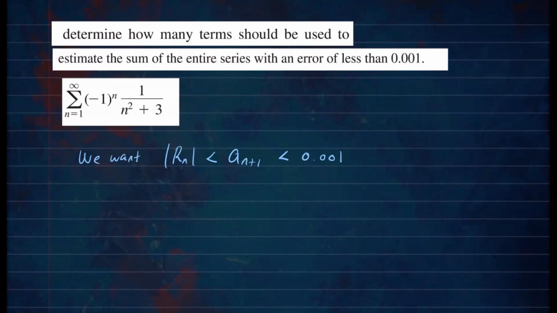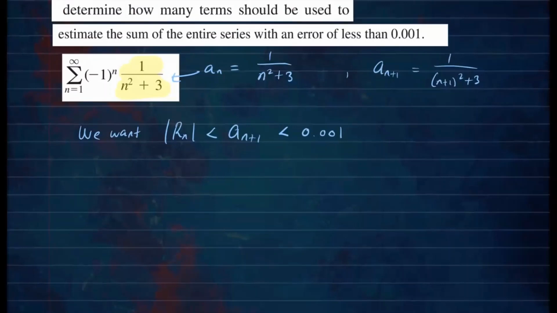So what is our a sub n plus 1 term? Well, this is the a sub n term, which is 1 over n squared plus 3. Which means that your a sub n plus 1 term would be 1 over (n plus 1) squared plus 3. So let's plug that in here. This is 1 over (n plus 1) squared plus 3, and we want that to be less than 0.001, or 1 over 1,000. That's another way to write 0.001.